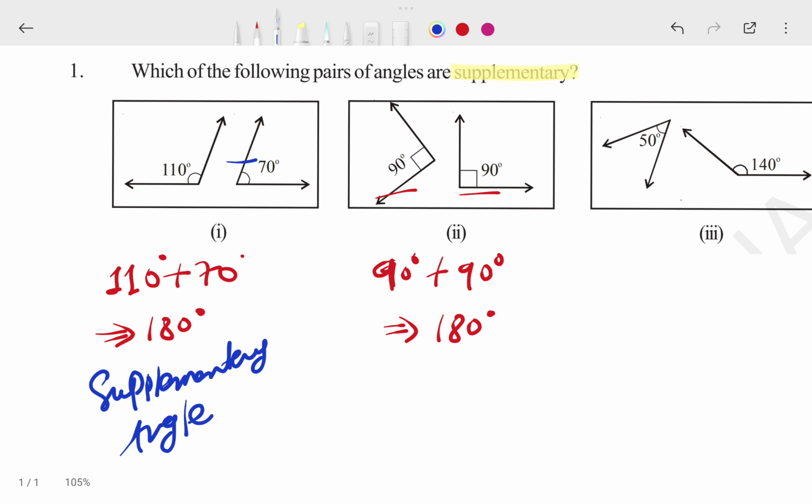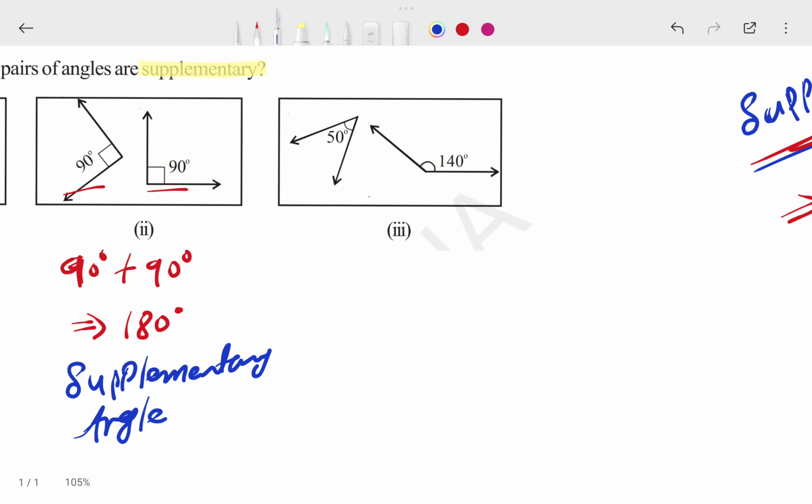The angle which is 180 degrees is the only one called supplementary. So this is also a supplementary angle. Okay, now come to the third point.